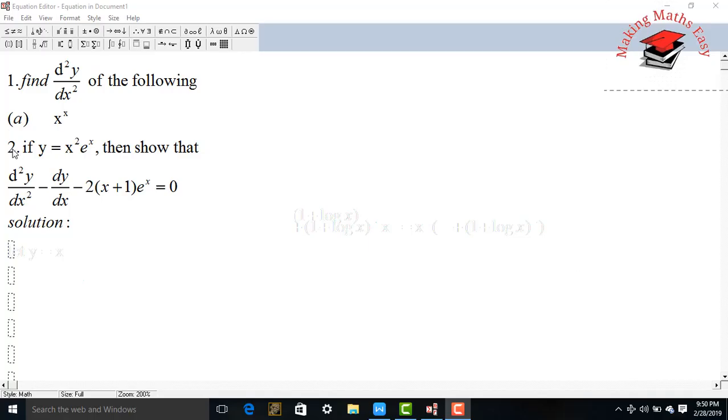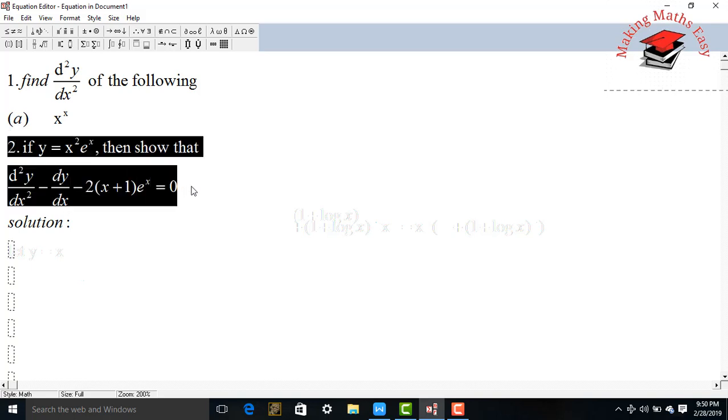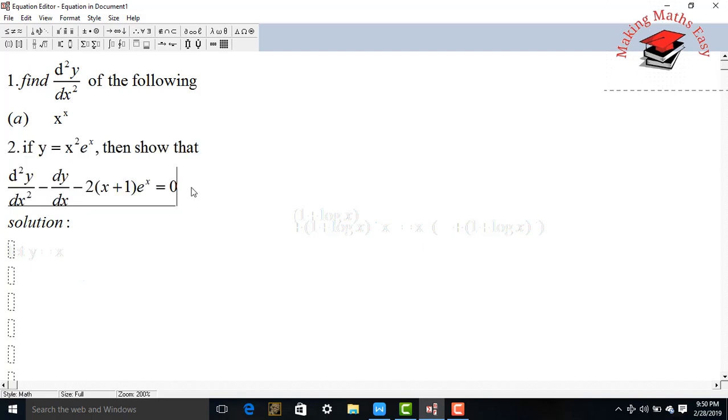So this is our second sum. We have to prove, or show, that d square y upon dx square minus dy by dx minus 2 into x plus 1 into e raised to x is equal to 0. So we have the value of y equal to x square into e raised to x. First of all, we don't need to write 'let y equal to', because it is given that y is equal to so and so function.